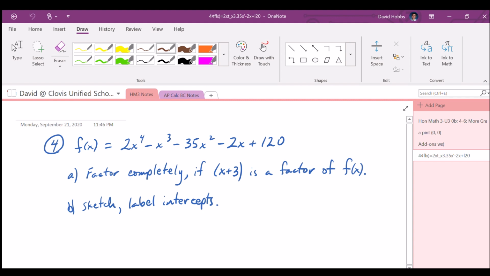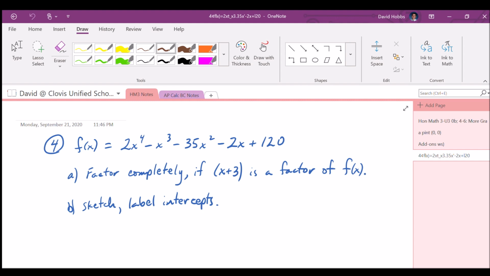So we've got f of x equals 2x to the 4th minus x to the 3rd minus 35x squared minus 2x plus 120. And the directions are essentially what we were doing for the first 2 problems, factor completely. But if we look at this f of x, does that factor in any way that we've been using so far? I mean, is there a GCF besides 1? No. Is it difference of squares? Difference of cubes? Is it a trinomial? Is it grouping? It's none of those, is it?